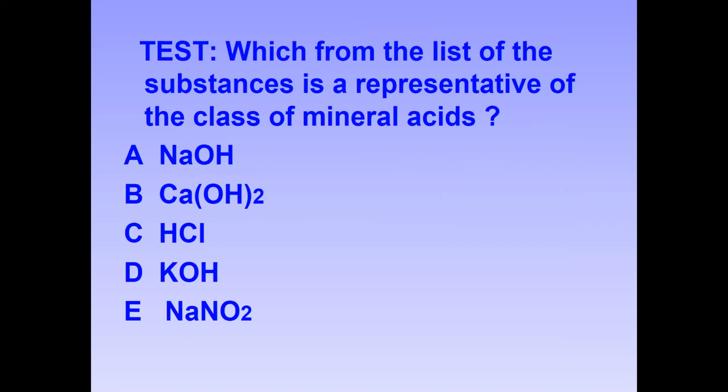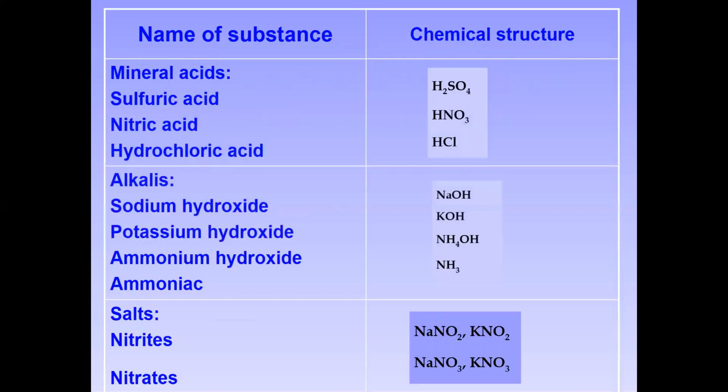Test. Which from the list of the substances is a representative of the class of mineral acids? The correct answer is C, hydrochloric acid. You can see chemical structures and names of mineral acids, alkalis and salts, which we will study during the lecture.